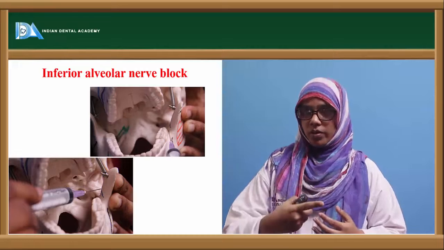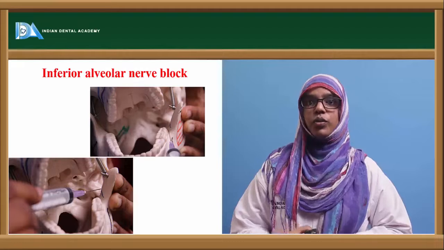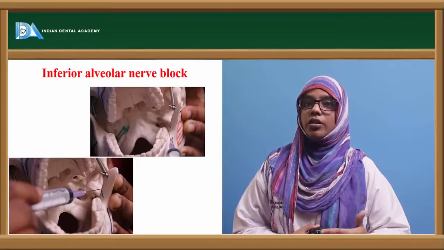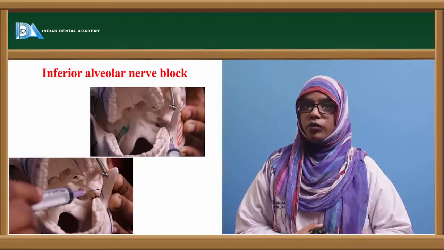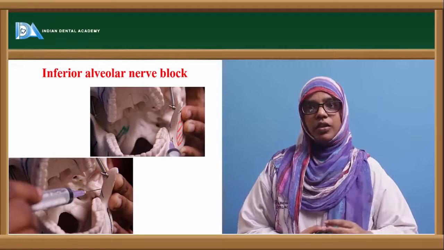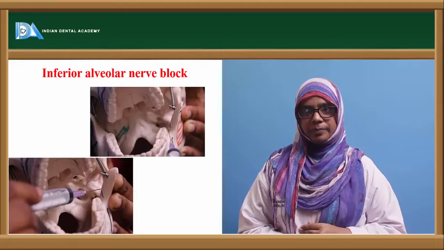As the lingual nerve enters into the floor of the mouth, you will anesthetize the lingual nerve. Once you have done this, you have to anesthetize the buccal mucosa also. That you do by giving a long buccal nerve block. Alright, this is the way you will complete your inferior alveolar nerve block by the direct technique.